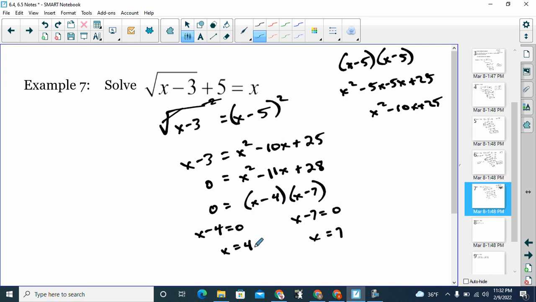As always, we want to check our solutions. Plugging in 4, minus 3 is 1. Square root is still 1. 1 plus 5 gives me 6, which was not what x was equal to. X equals 4 does not check. X equals 7. 7 minus 3 is 4. Square root is 2. 2 plus 5 gives me 7, which is what x is. X equals 7 checks. It's possible they both check. It's possible one of them checks, but one doesn't. It is possible that neither one checks, and we have no solution.